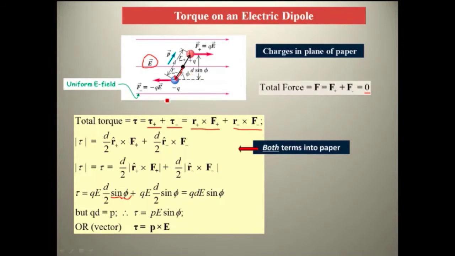Okay, so that's phi. There's a factor of sine phi in both of these, and so when we add those two together, we keep that sine of phi, and notice we've got Q times d times E sine of phi. Qd is equal to p, and so we end up with tau equaling p times E sine of phi. So if we revert back to vector notation, the vector tau is equal to p cross E. So again, we have an interesting and useful equation for a property of dipoles in electric fields, namely they want to twist.